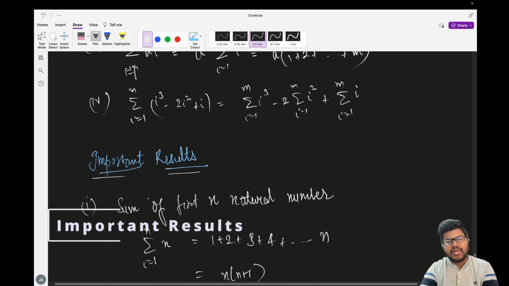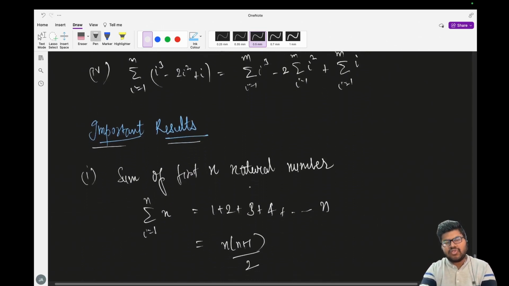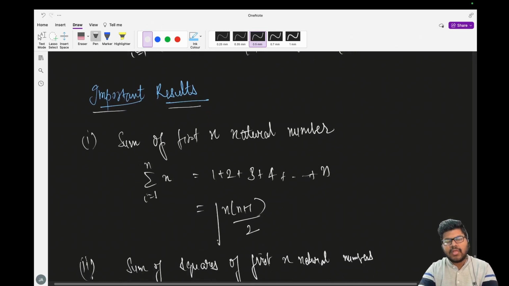Now it is important results. The important result is the sum of the first n natural numbers. If we need to find the sum of the first n natural numbers, we calculate summation i from 1 to n, that is 1 plus 2 plus 3 plus 4 up to n. This is given by the formula n into n plus 1 by 2. Simply multiply n into n plus 1 and divide the whole expression by 2.